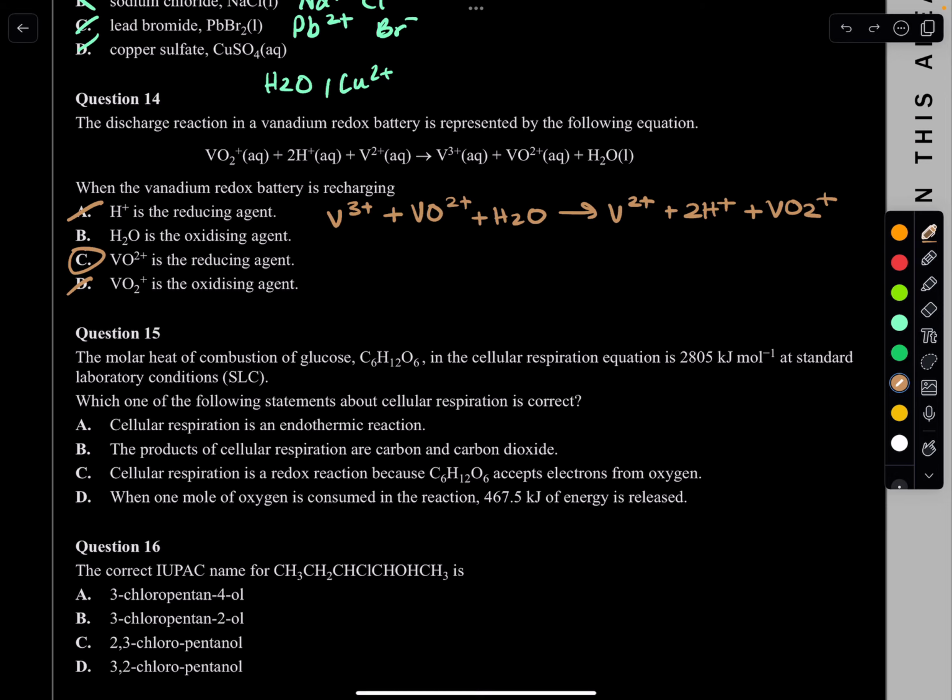We can double check that, of course. V3+ goes to V2+. There's overall +3 here and overall +2, so you have to add an electron on the left to make them equal. So there it is. This is reducing, and hence is our oxidizing agent. So not the H2O. All right, beautiful.